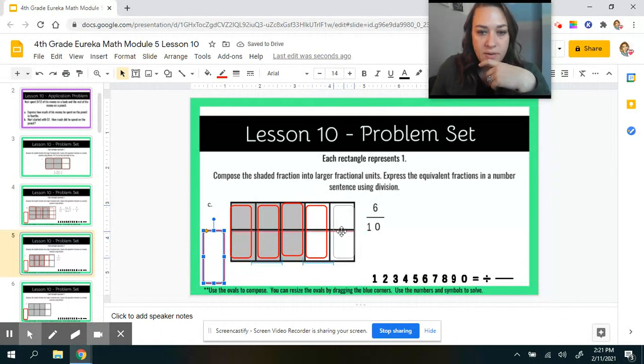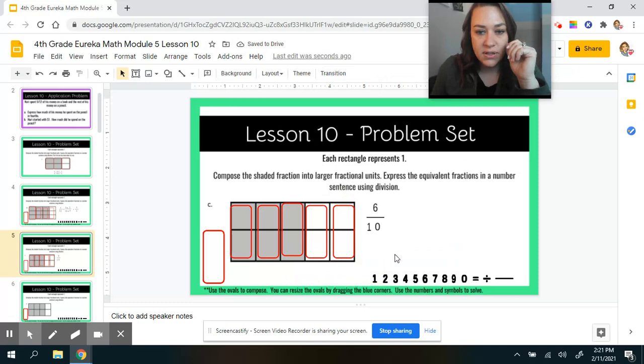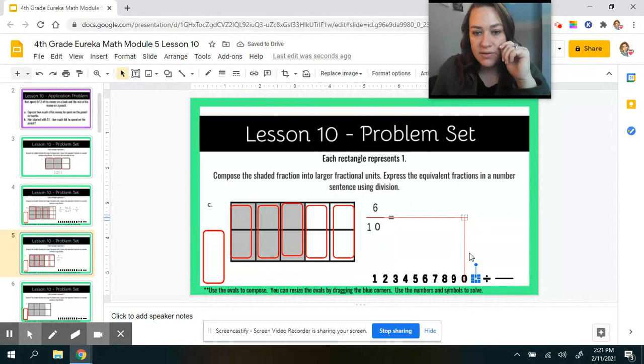Okay, so now how many groups do I have in those red units, those red circles? I have 1, 2, 3, 4, 5. 3 of those are shaded. So I should be able to do division to make an equivalent fraction of 3/5. 3/5.